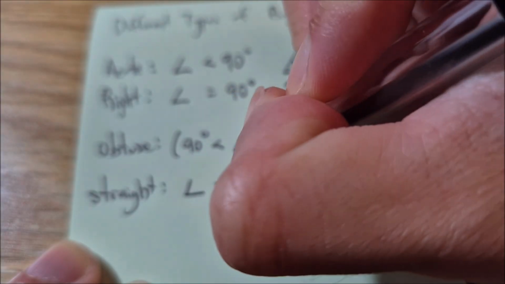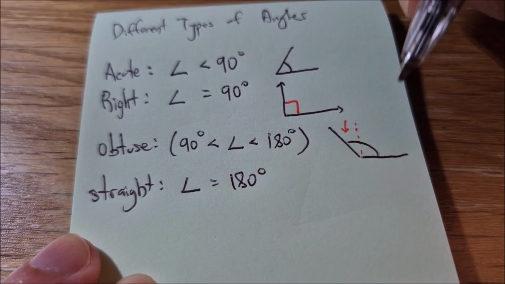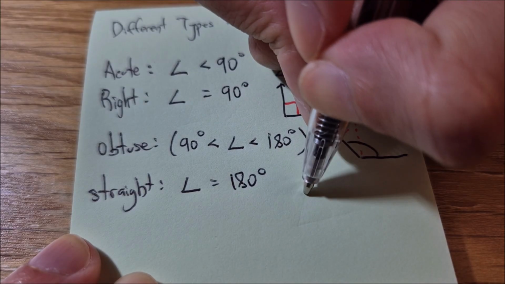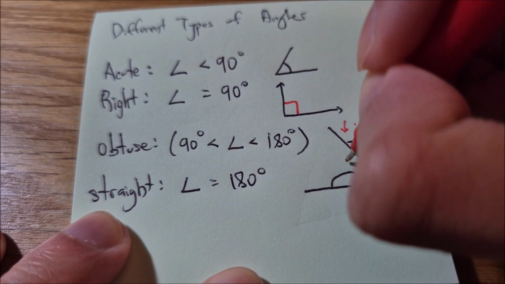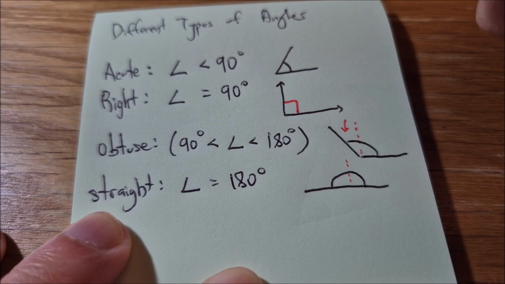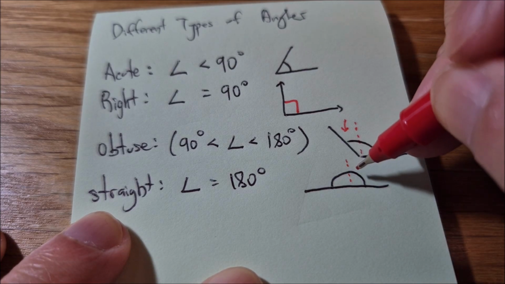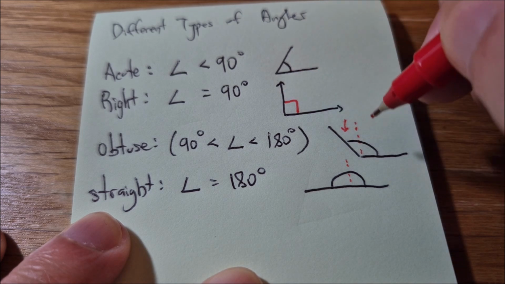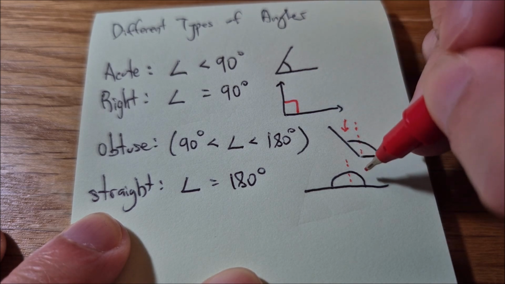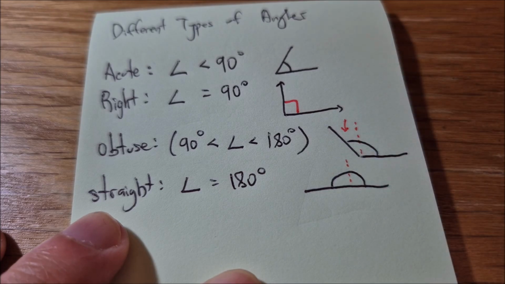Then there is the straight angle, where the angle is 180 degrees, which means it is a straight line. And for this, if you imagine the perpendicular again, it's simply made up of two right angles on the right side and the left side.